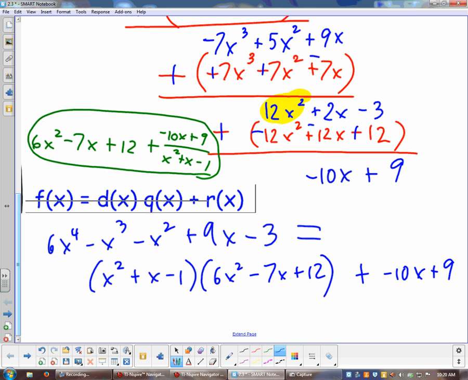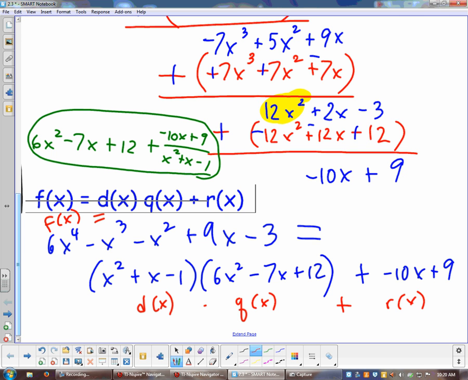So this is our f of x here, equals, and then this is our d of x times q of x, and then plus the r of x. Does that make sense? Is that like standard form? It's another way of writing it. You can do that if you've already solved using long division or synthetic, you can write it that way if you've already done the division problem.